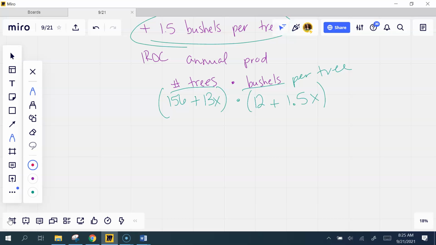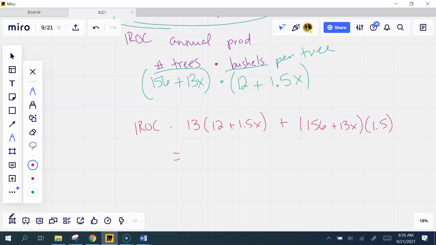All right, so if I do IROC here, product rule says derivative of the first. What's the derivative of that first piece? 13 times the second plus the first one times the derivative of the second. That is correct. You don't have to go over anything because it's not quotient. So now let's multiply it out. Constants become 0, and then anything times x becomes just the number in front, the coefficient.